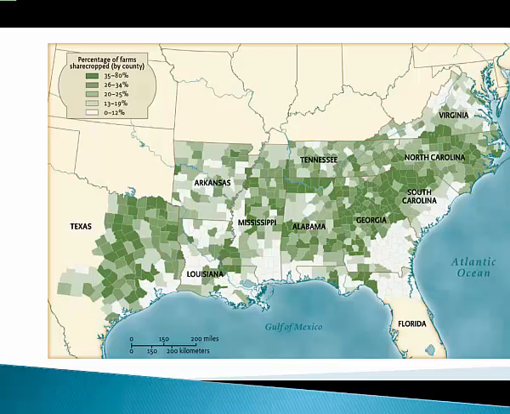Now this just is a map showing you how much of it was sharecropping, the dark green, and you don't see it in the North, you just see it in the Confederate States.